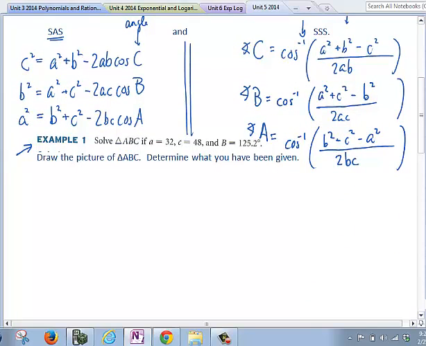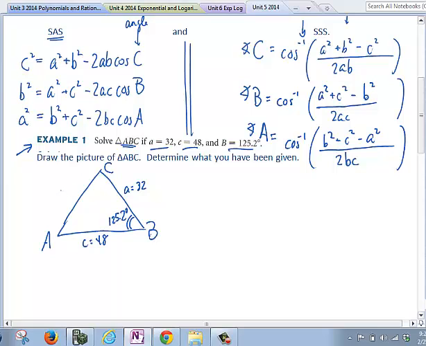So let's get to work on this first example. It says we have triangle ABC, and side a is 32, side c is 48, and the included angle is 125.2 degrees. So we'll just draw up an oblique triangle. I'll make it a little bit larger. Angle A, B, C, and that puts side a across at 32, side c to be 48, and the included angle, so we know we have this side angle side situation.